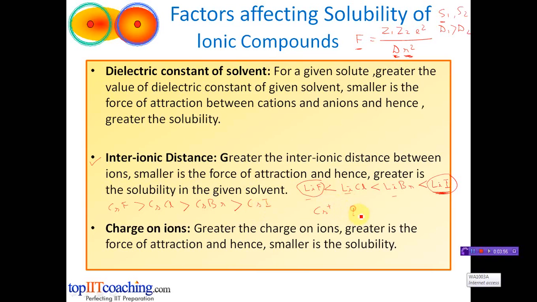Similarly, in case of a large anion, we can say lithium iodide, sodium iodide, potassium iodide, and cesium iodide. Now again, iodide ion is the largest halide ion. So we can say that lithium iodide is more soluble than sodium iodide, which in turn is more soluble than potassium iodide, and cesium iodide is least soluble.